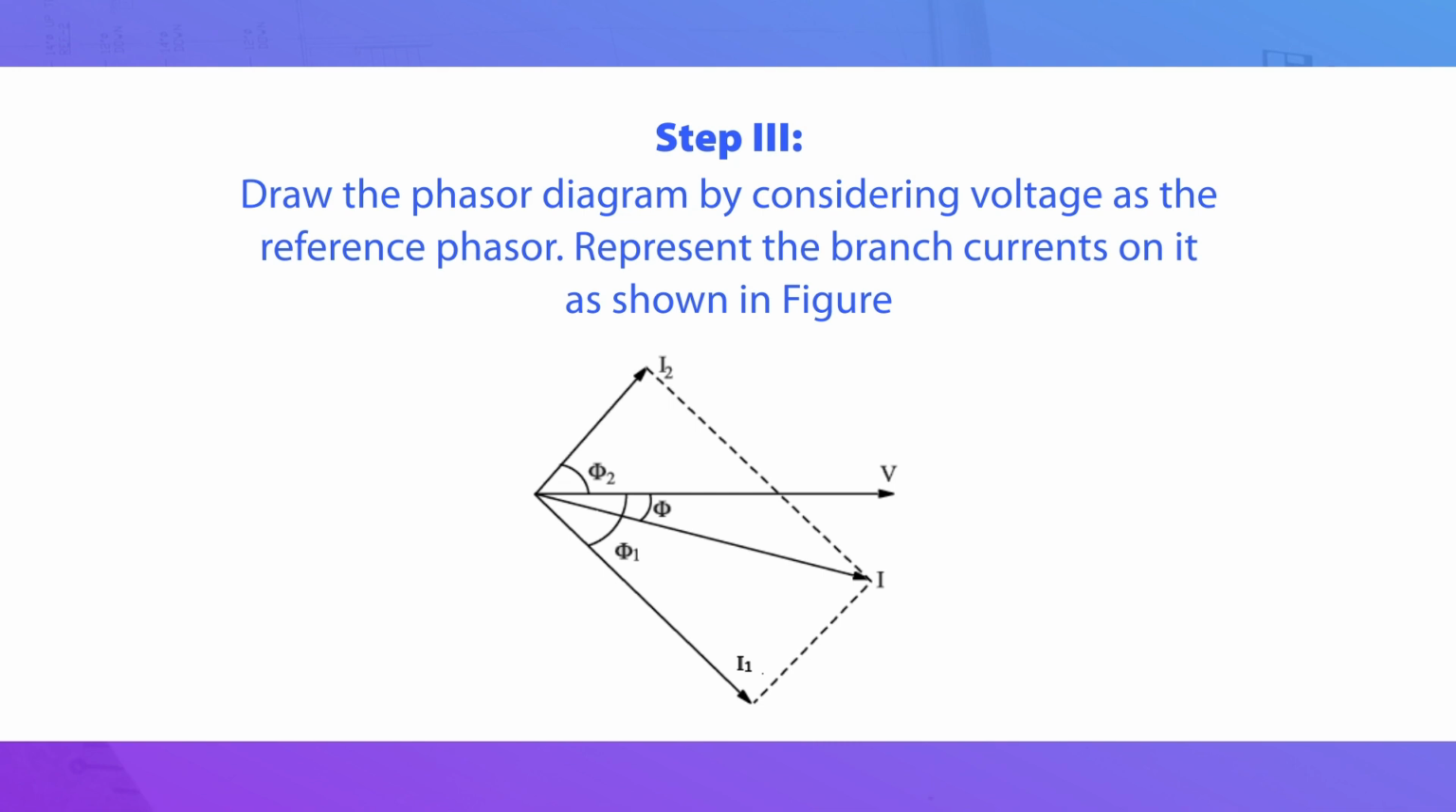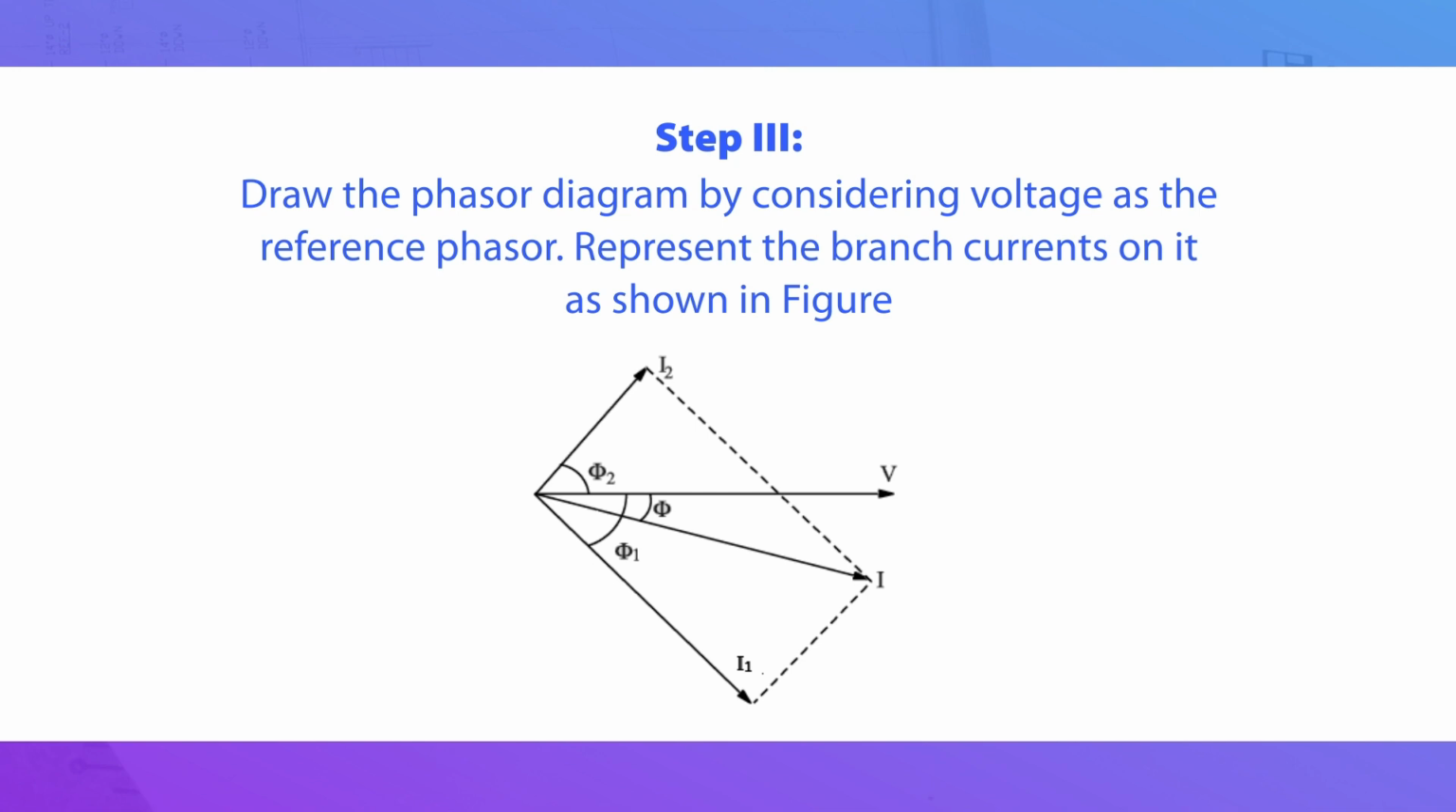Now in branch 1 the current I1 is flowing, and in this branch two electrical elements are connected, a resistance and an inductance. As you know, the behavior of an RL circuit is that the current lags behind the voltage by some angle, which can be written as phi1. Here you can see that I1 makes angle phi1 with respect to voltage V, and it is lagging in nature.